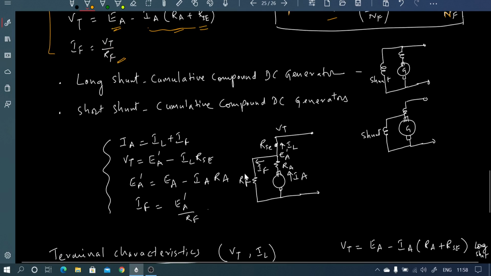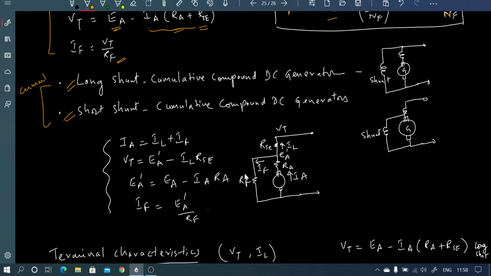Now there are two connection types, long shunt and short shunt. In a cumulative compound generator, we can have two connections. One is long shunt, which is what I have just shown. The shunt field is connected across the armature and the series field. But in case of short shunt, the shunt field is connected across the armature itself. The series field is now taken out. There is a small difference.